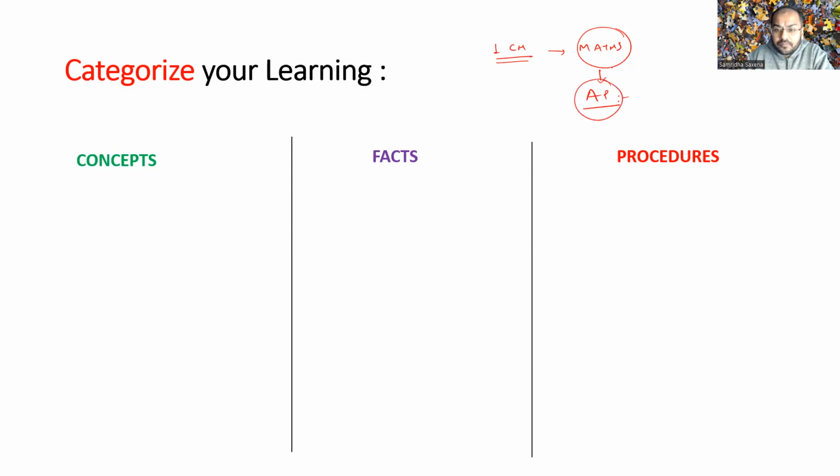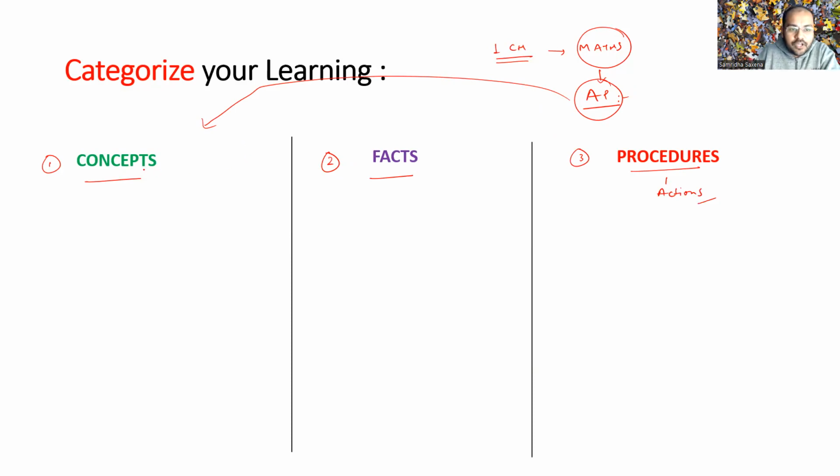So try to divide your learning into three parts. The first part of your learning should be what concepts you have learned from that chapter. Second is what facts you have learned. And third is what procedures or actions you need to take, right? Now, I will be explaining that.